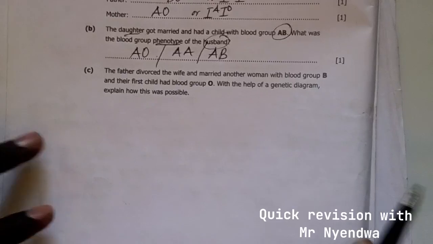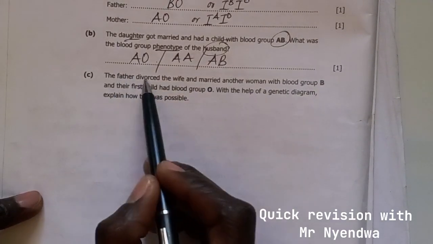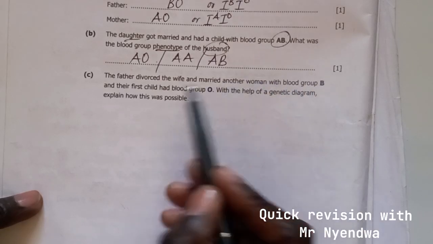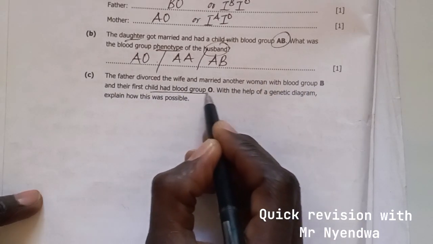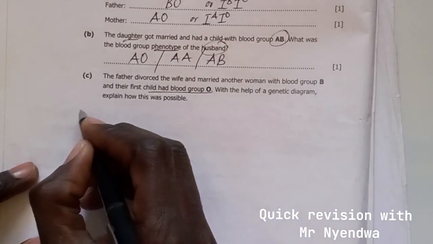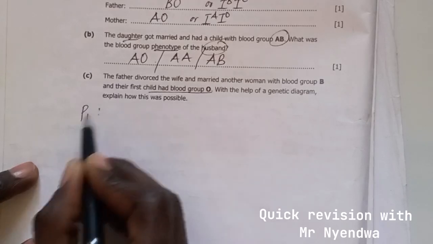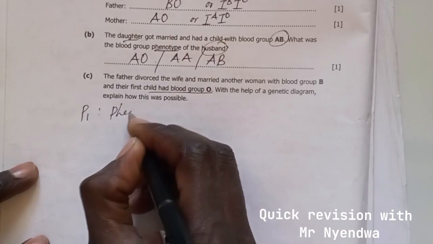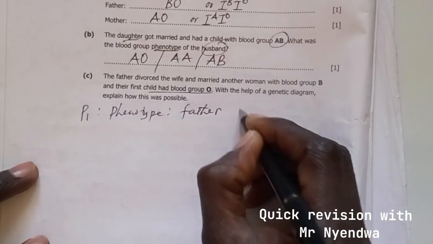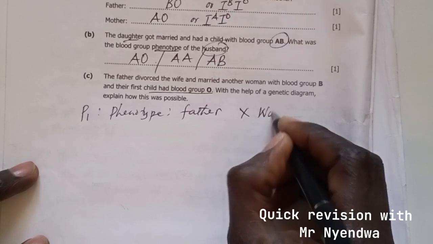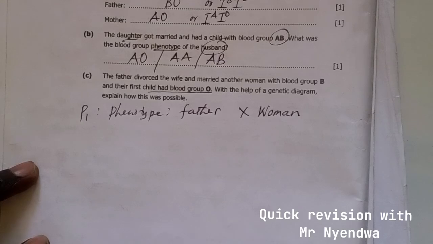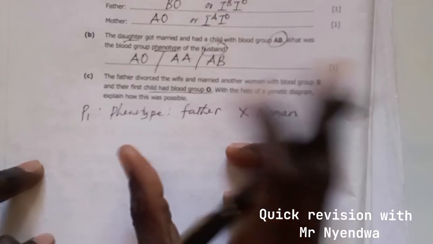Then let's look at the last part, which is the C part. It says that the father divorced the wife and married another woman with blood group B, and their first child had blood group O. With the help of a genetic diagram, explain how this is possible. So now again, we are going to look at the first parental generation. What is the phenotype? So we can simply talk about the father crossing with the woman whom he now married after divorcing the wife.